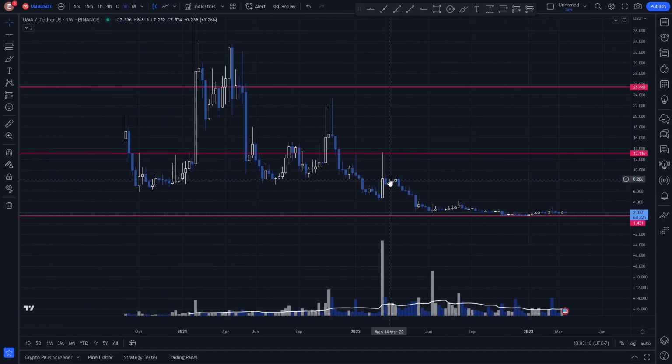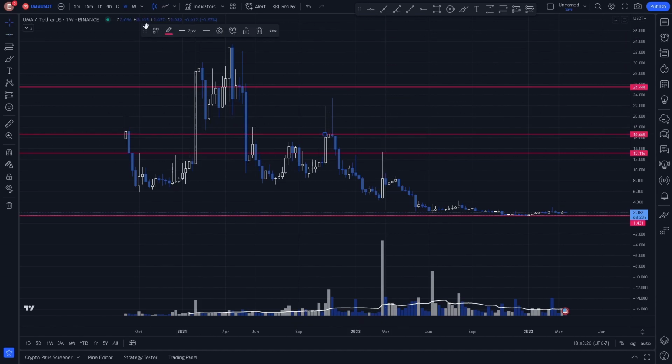Now, here in the weekly, what do we notice? We can see multiple reactions around the same key level, and we can go ahead and plot a weekly key level right here, where we see price start out, get rejected, we see a reaction here, and we see a reaction here.